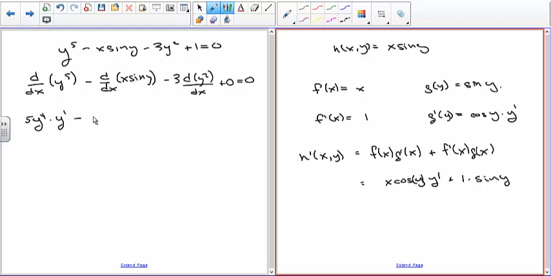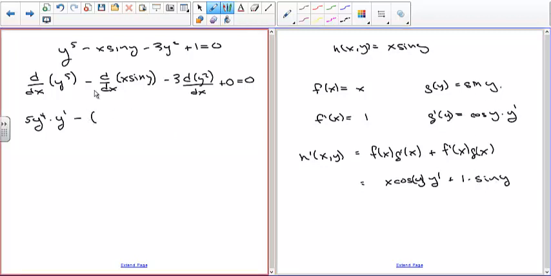Okay, so we can substitute that in there. I'm going to put the minus sign out in front, and then we'd have x cos y times y prime plus 1 times sin y, which is sin y. The next one, you're going to have negative 3, and the derivative of y squared is 2y, but because this is y and that's x, you get a y prime, and that's equal to 0.